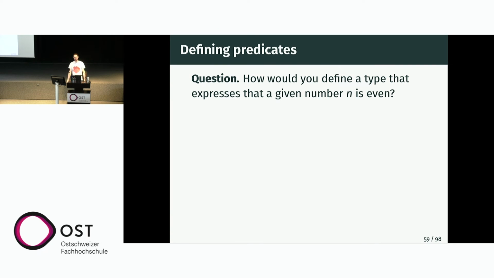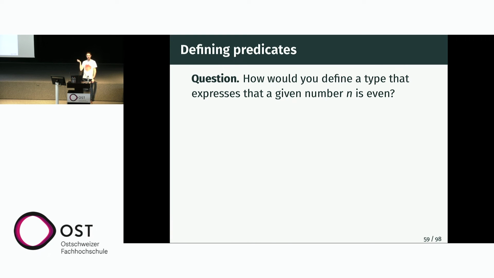So that's propositional logic. Let's move on to predicate logic. We want to not just write abstract propositions, but predicates that say something about our programs, or about the inputs and outputs of our program. For example, let's say we want to define a predicate that says that a given number is even. How do we do that?